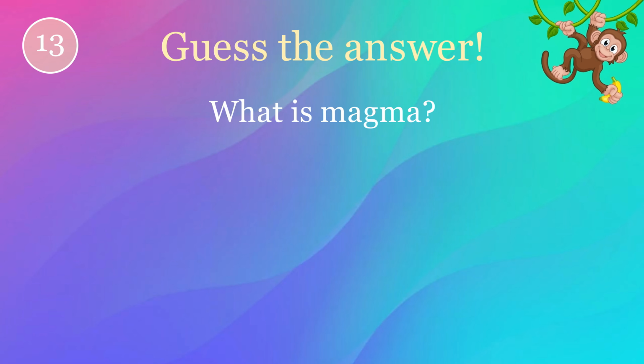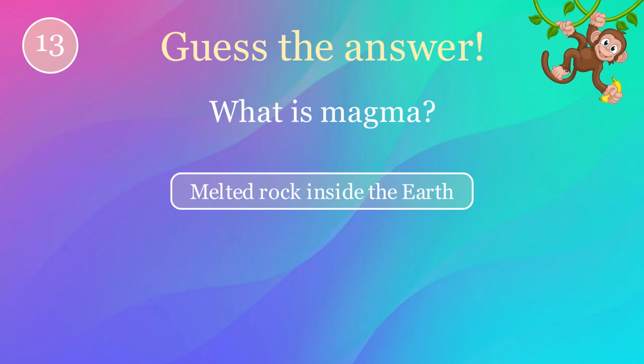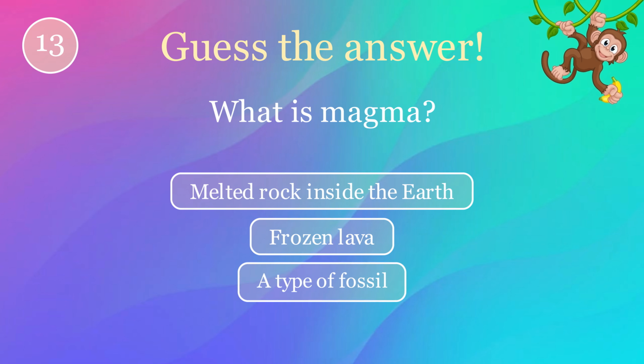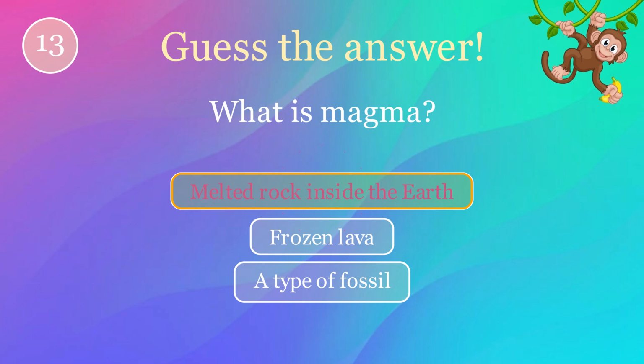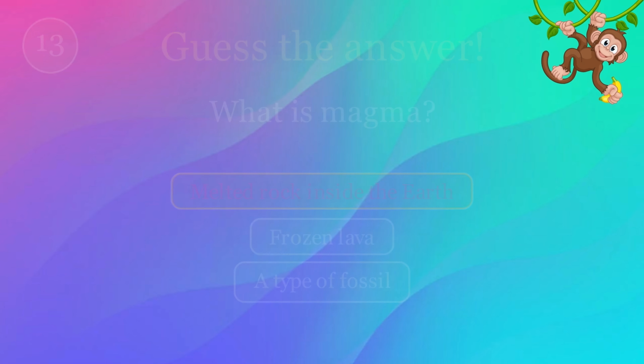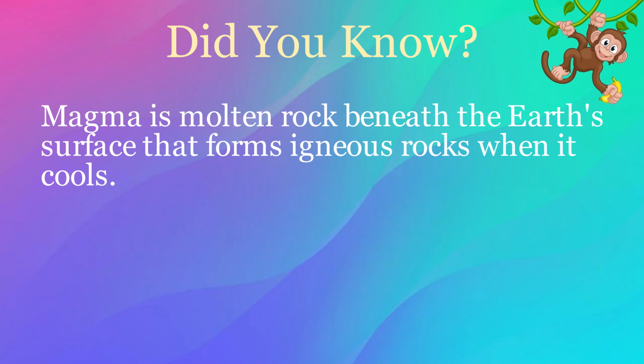What is magma? Melted rock inside the earth. Frozen lava. A type of fossil. The correct answer is melted rock inside the earth. Here's an interesting fact: magma is molten rock beneath the Earth's surface that forms igneous rocks when it cools.